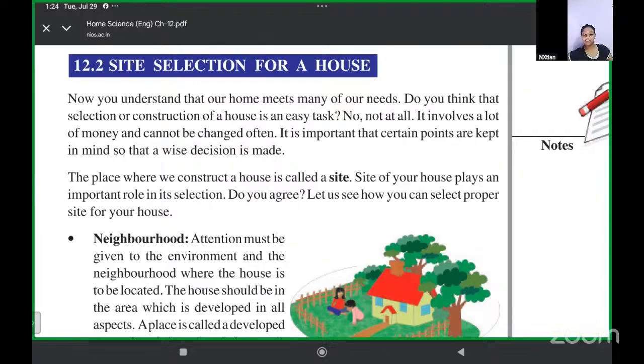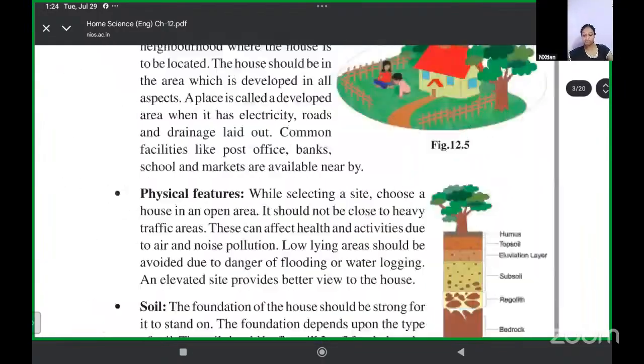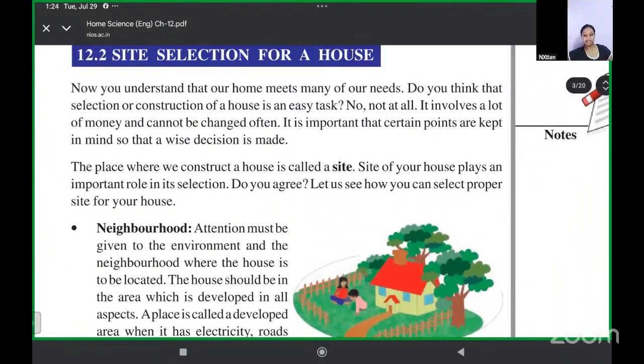Now, let's see what to check and how to select a house. You understand that a home meets many of our needs. Do you think that selection or construction of a house is an easy task? Not at all. It involves a lot of money and cannot be changed often, right? See, we just randomly bought a house and didn't see everything, and then 1 year after, we want to change the house. Will you be able to change the house?